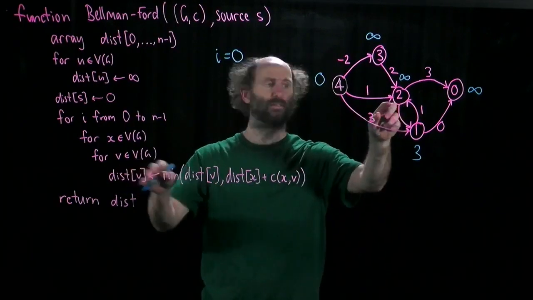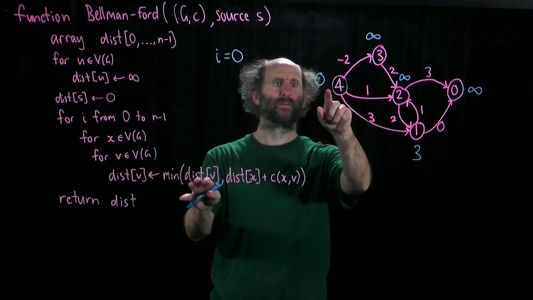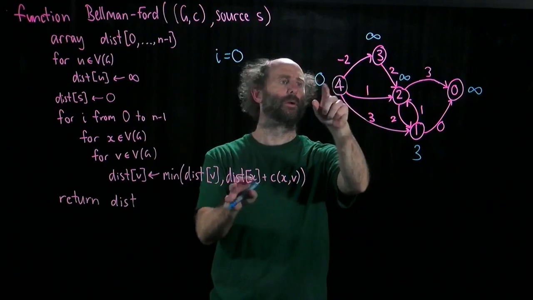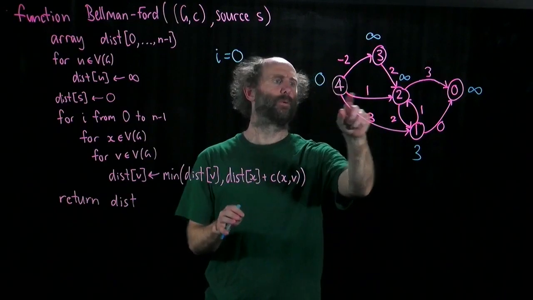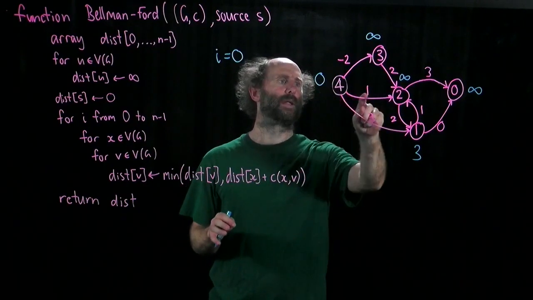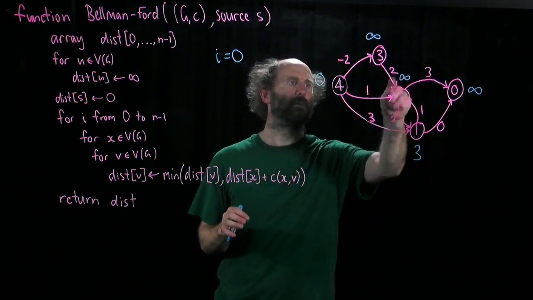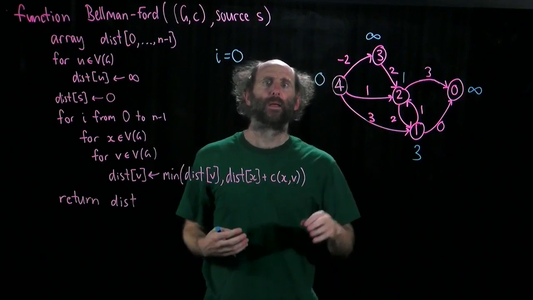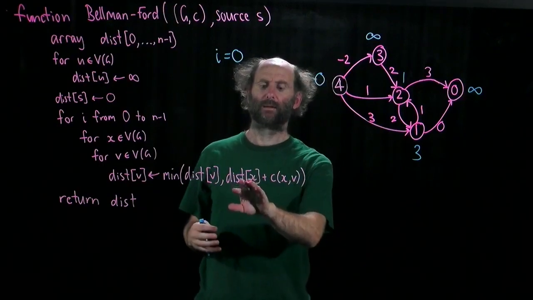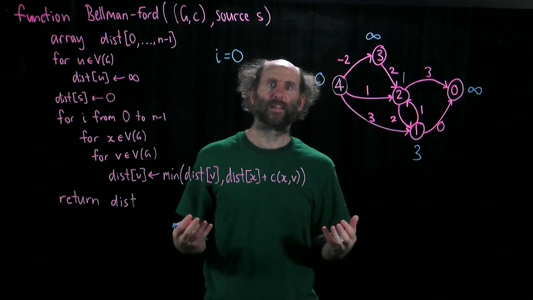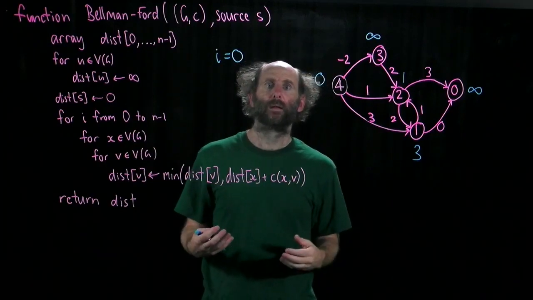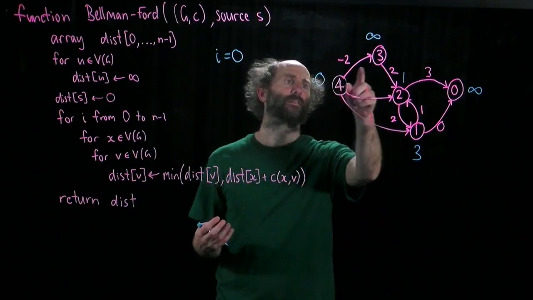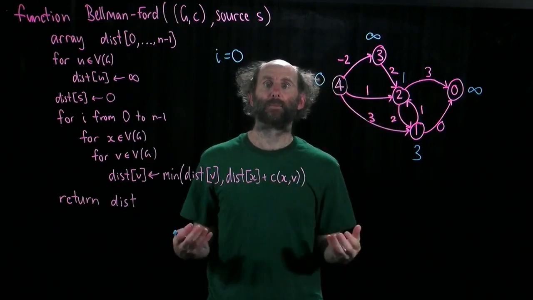Similarly, when v is 2, the distance to x, where x equals 4, is 0. The cost of going from 4 to 2 is 1. 0 plus 1 is less than infinity, so we update that. And it should be pretty clear by now that not only do we need a finite value of dist x to have any chance of making an update, but we also need an arc with a finite cost from x to v to be able to make an update.